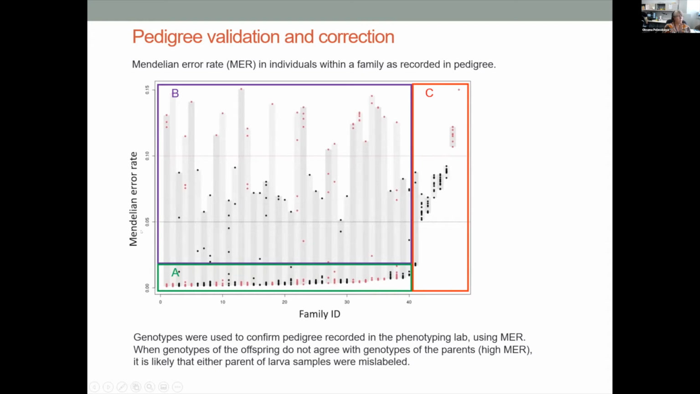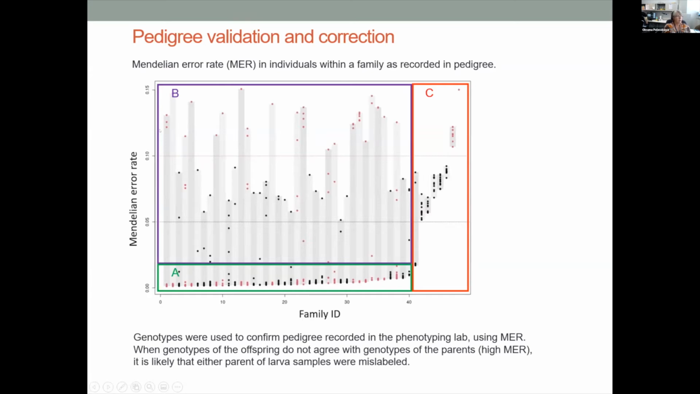So to do this, we measure Mendelian error rate in each individual. So in this graph, each column is one family. And on the y-axis, it is Mendelian error rate. So you can see that in the green box, siblings in each family have very low Mendelian error rate. So this is a good pedigree.